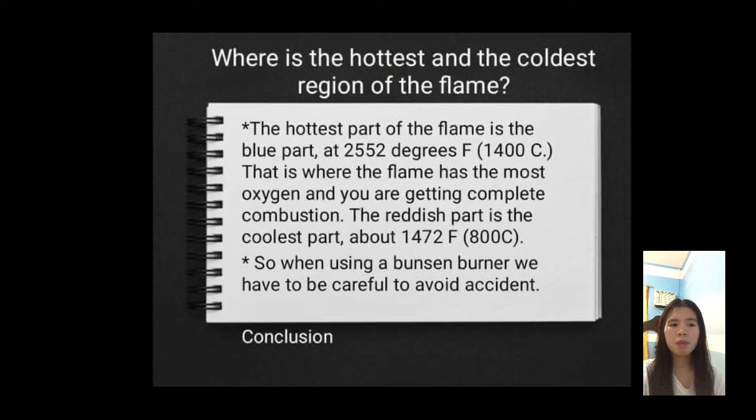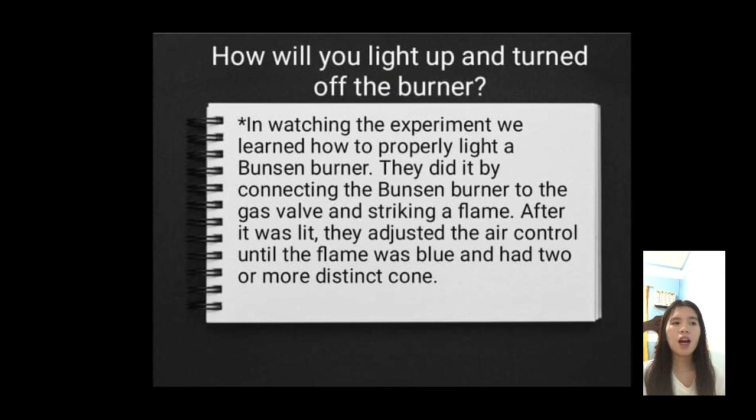So when using a Bunsen burner, we have to be careful to avoid accidents. Second one, how will you light up and turn off the burner? In watching the experiment, we learned how to properly light the Bunsen burner. They did it by connecting the Bunsen burner to the gas bulb and striking a flame, and it was lit. They adjusted the air control until the flame was blue and had two or more distinct cones. That's all, thank you.